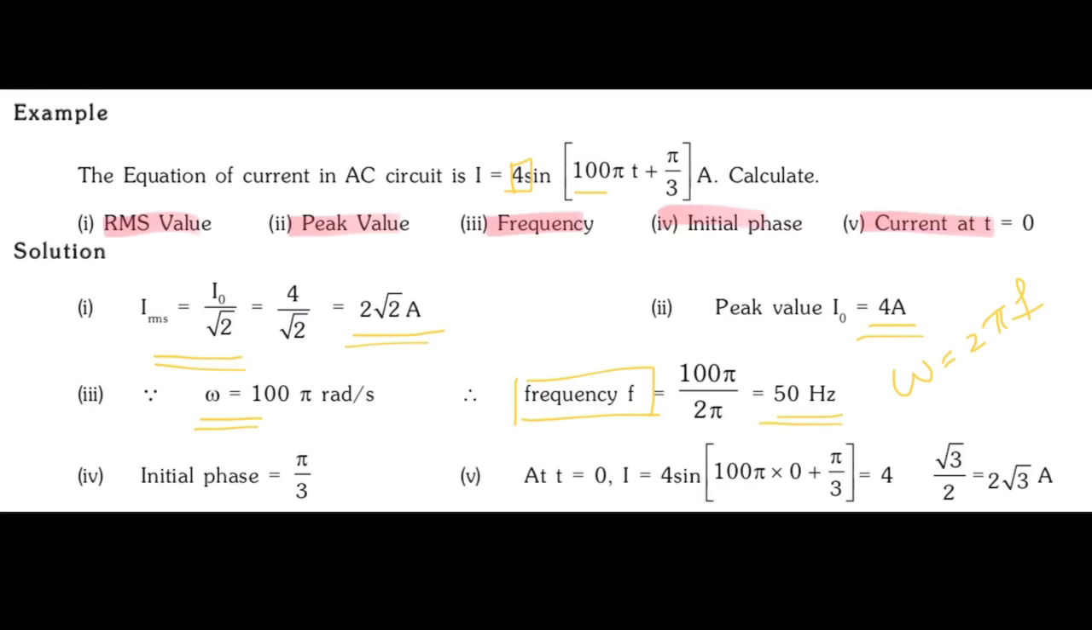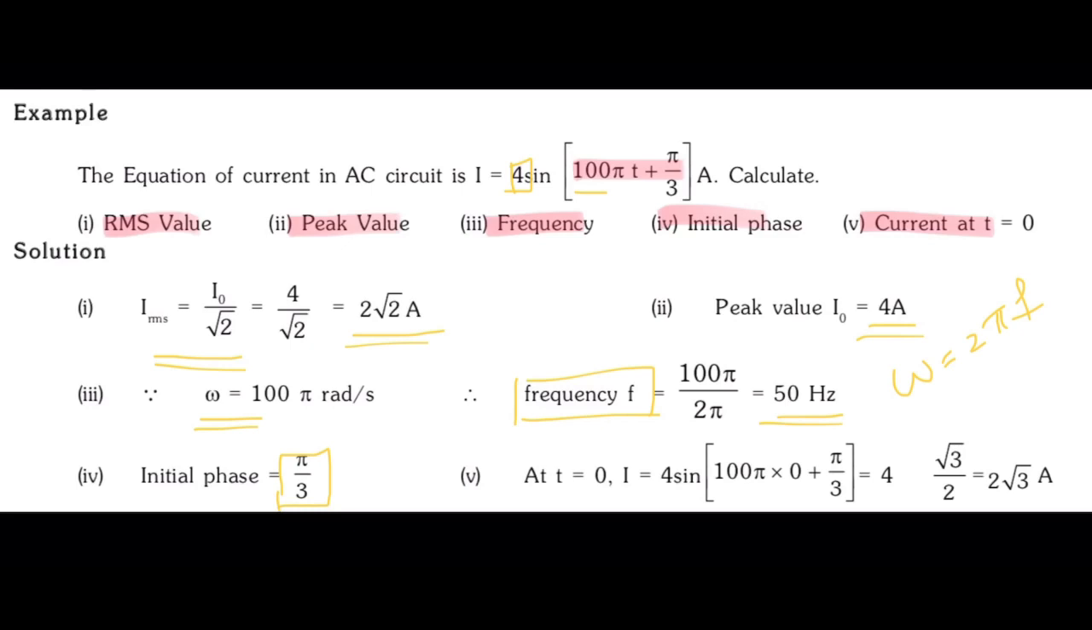Okay. Then comes initial phase. Every time in a sinusoidal function there is a term called initial phase. So there might be a confusion for you: what is phase and initial phase? Phase is this entire term, 100 pi t plus pi by 3, and initial phase is the pi by 3 term alone, or what we call the phase difference.